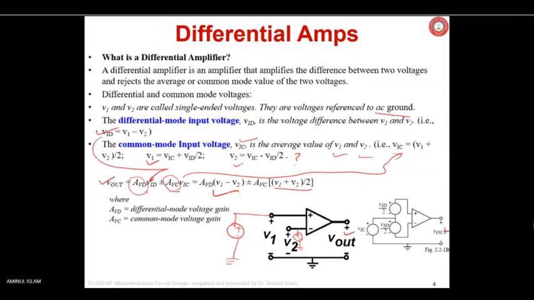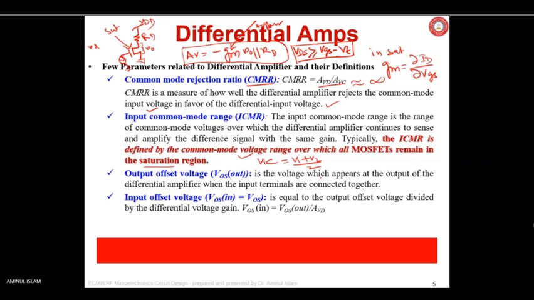I mean to say, if you tie these two inputs together and you still get some output voltage, that is called output offset voltage. We are not supposed to get any, but ideally we get some voltage. Input offset voltage is equal to the output offset voltage divided by the differential voltage gain, that is VOS out divided by AVD, where AVD is the differential mode voltage gain.